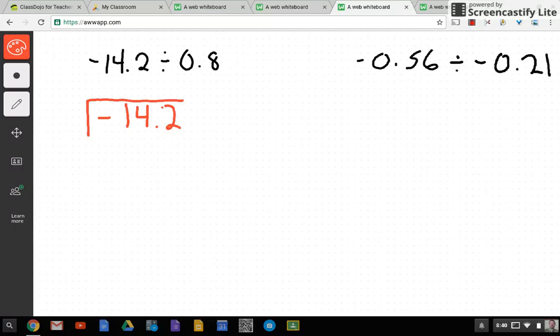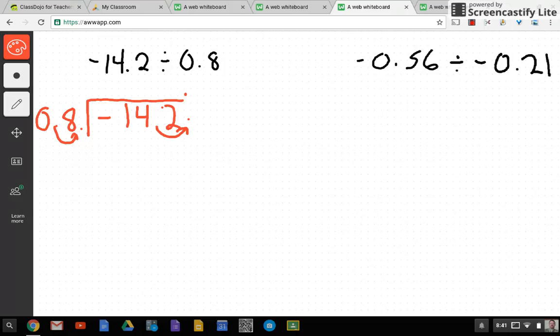It's dividing by 0.8. Now, the divisor is 8/10, 0.8. So I'm going to move this over here to make it a whole number. So the decimal moves 1 to the right. So if I do that, I've got to move the decimal in the dividend 1 to the right and bring it up. So I brought it up.